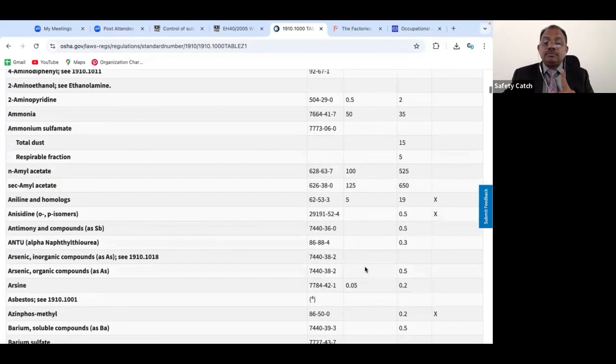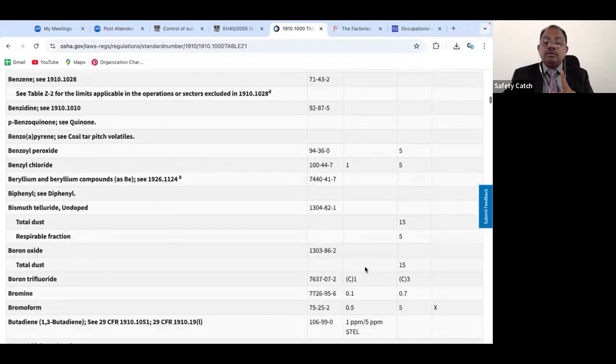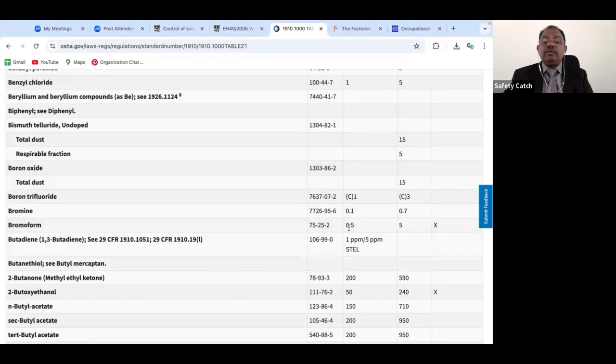Then you come down. See, if there is a STEL, they will mention it like this. 1 ppm is the normal, 5 ppm is the STEL. So 1 ppm is the 8-hour TWA for butadiene and 5 ppm is the STEL. They will indicate the STEL after the LTEL. This is the STEL value.